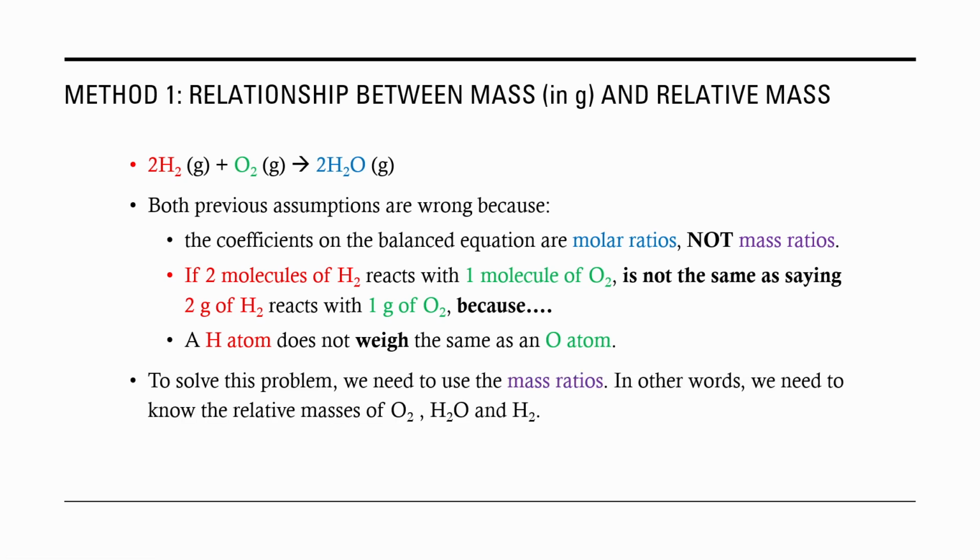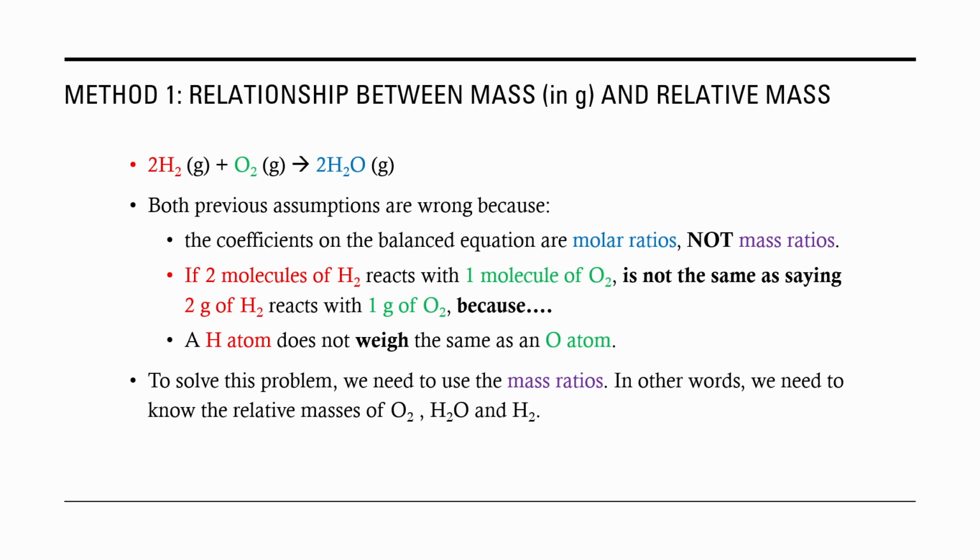Now there are a few ways to solve this problem. One way is to work out the mass ratios. Recall that the previous solution doesn't work because these numbers are molar ratios. They are ratios of the number of molecules and not the ratios of masses. So if you want to relate the mass of one reactant to the mass of other reactants and products in the equation, then we will have to find the mass ratios.